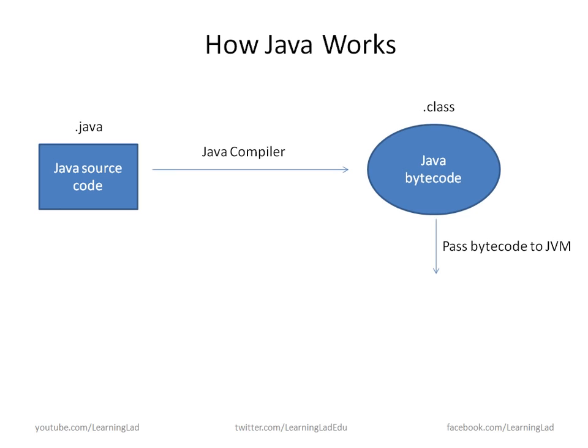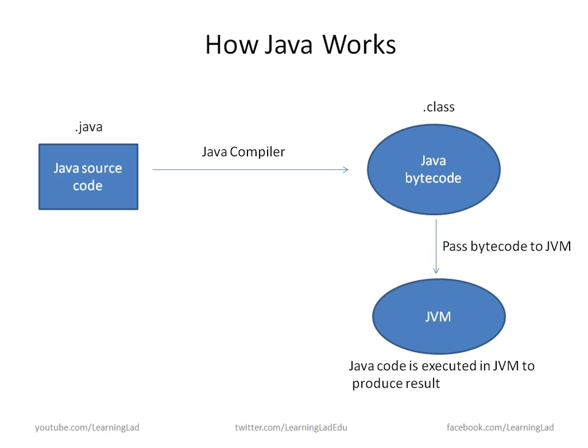Then we pass this Java bytecode to the Java virtual machine, or JVM, which is an interpreter. It reads one statement at a time from the Java bytecode, converts that to machine level code, and executes it, and then continues with the next statement, and similarly executes your Java program. So we get the output after executing our program by the Java interpreter, or the Java virtual machine.